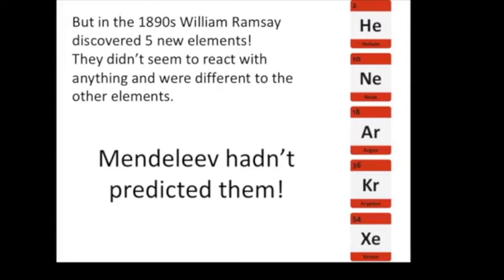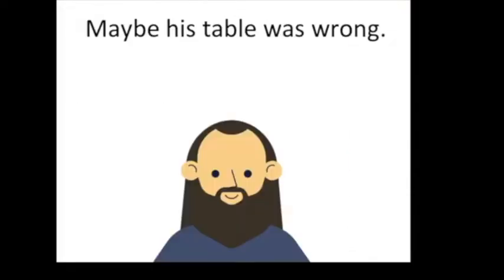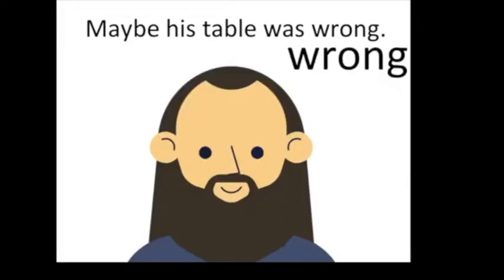But in the 1890s, a British chap called William Ramsay discovered 5 new elements. Here they are: helium, neon, argon, etc. They didn't really react with anything. They were totally different to all the other elements. Mendeleev had not predicted them. There were no spaces in the table. Some scientists were saying, we don't even think these should be in your periodic table. Maybe his table was wrong. Is this the end of Mendeleev?